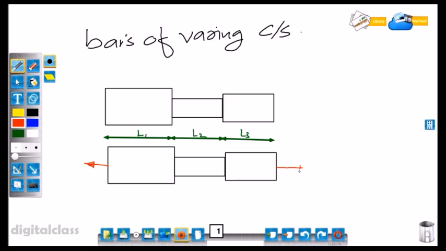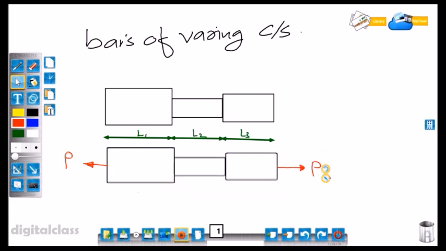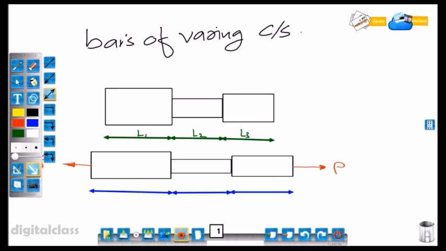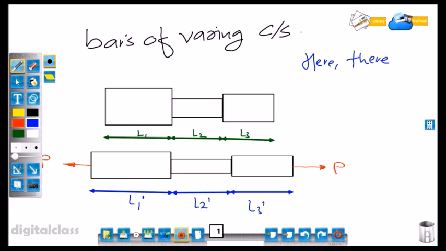When the bar is loaded with tensile force, what will happen? It will get elongated. There is change in length, or increase in length. So after the application of load, length of first section is L1 dash, of second section L2 dash, and length of third section is L3 dash. Here there will be change in length of each section.